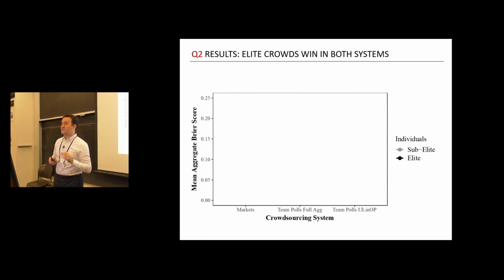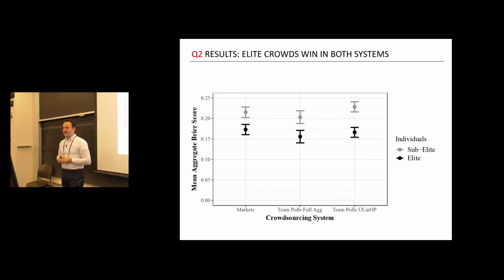So the results were, we're looking at aggregate Brier score where lower is better. What we see is that the biggest difference was between elite crowds, which did better, and sub-elite crowds, which did worse. The differences between markets, LMSR markets, and team polls were smaller. And also our aggregation, the more sophisticated full aggregation versus the simple unweighted linear opinion pool, did not make a difference. So it mattered for our overall accuracy who was in the sample.